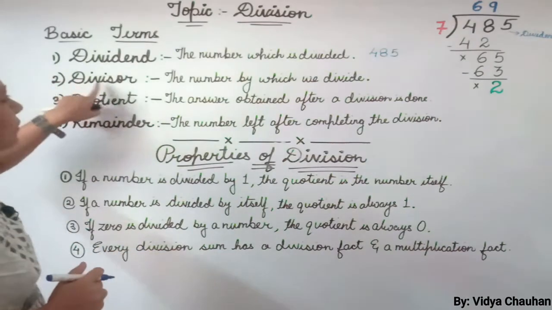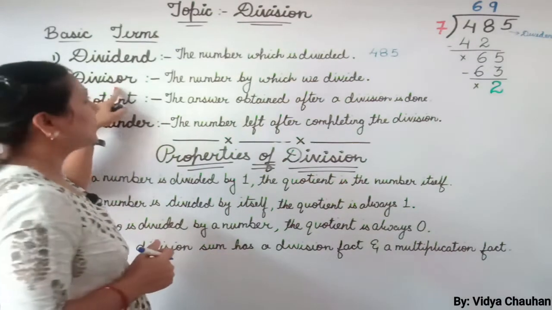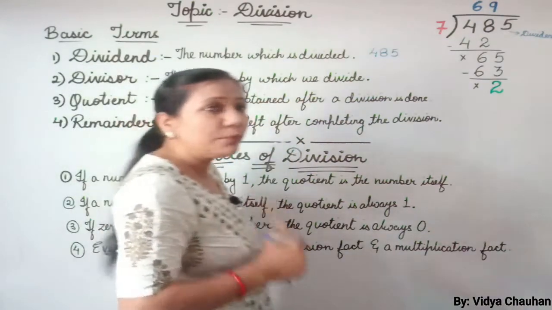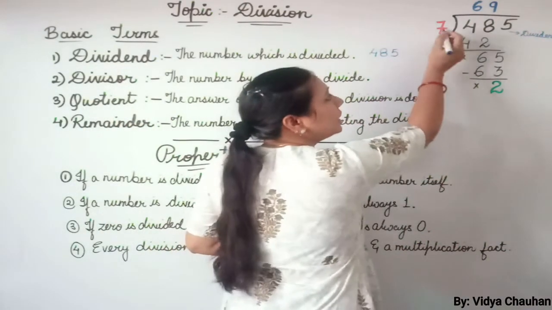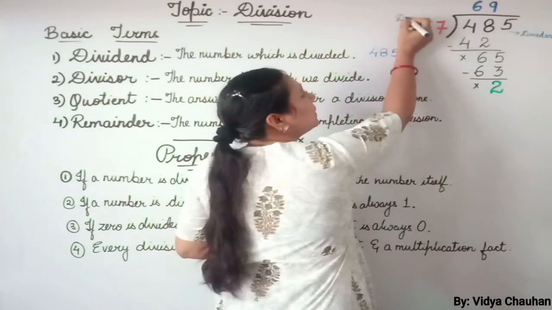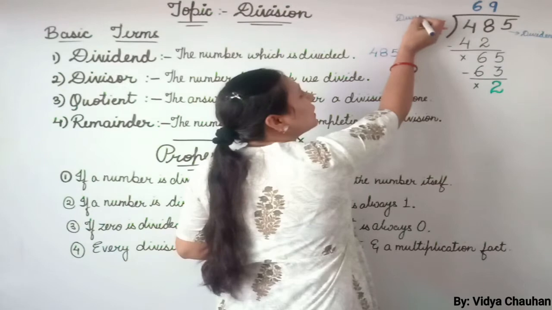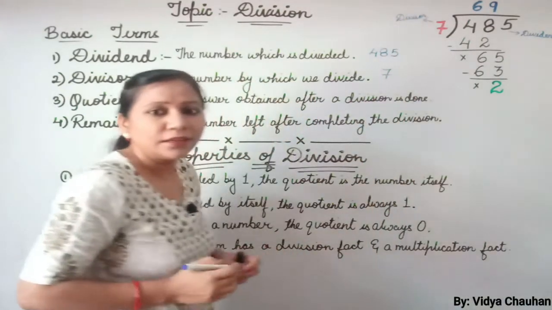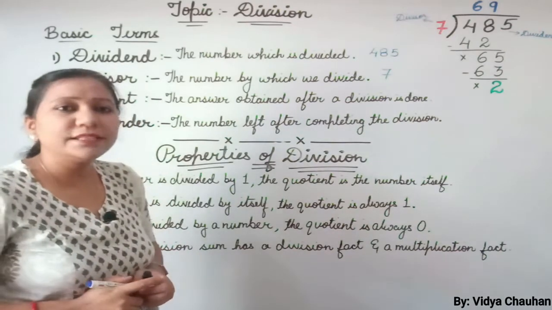The second term is our divisor. What is a divisor? The number by which we divide. By which number are we dividing here? Yes, we are dividing it by 7. So the number 7 here is our divisor. What is our divisor? 7. So this is called divisor.